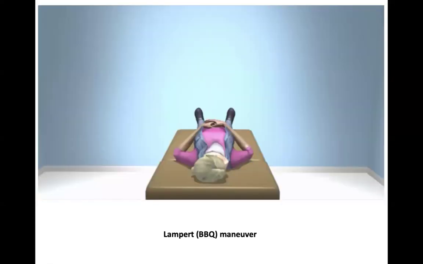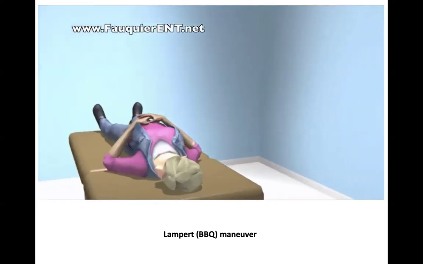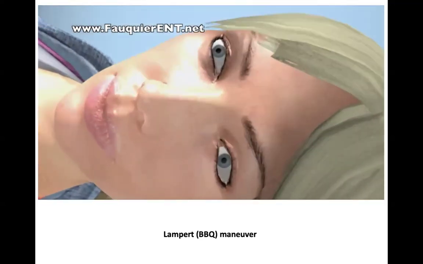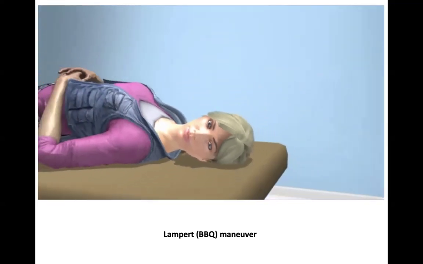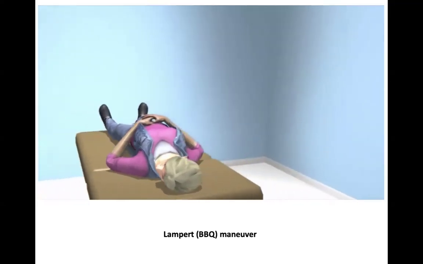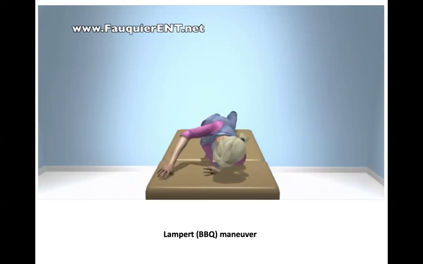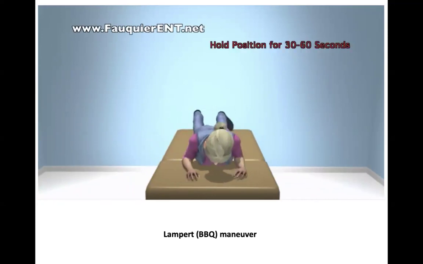The Lempert or barbecue maneuver is performed to treat this lateral canal BPPV by trying to get the loose crystal out of the canal. This maneuver is started by turning the head 90 degrees while the body is laid back. If BPPV is present, side-to-side eye twitching called nystagmus will occur. After 30 to 60 seconds, the head is then turned such that one is facing down, and this position is again held for 30 to 60 seconds.